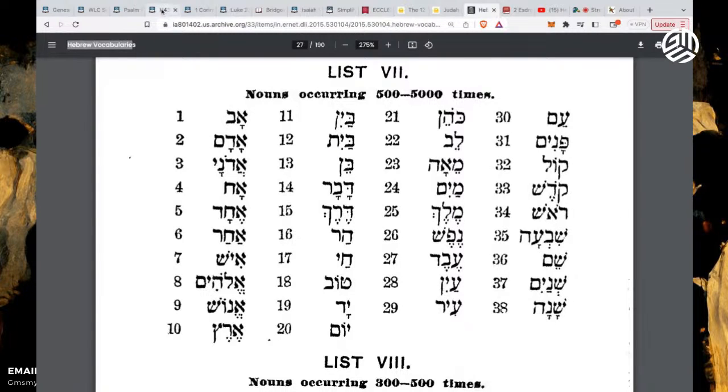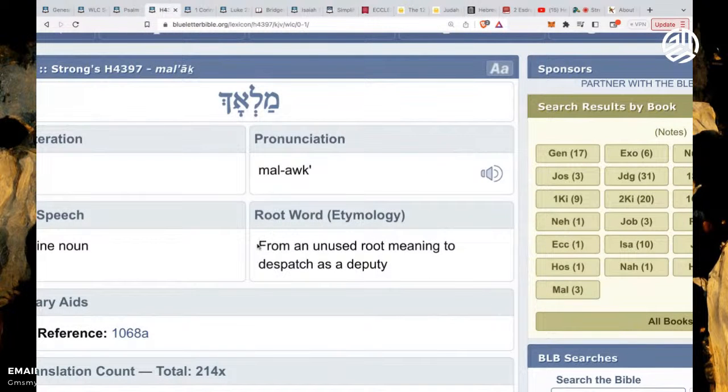Okay. So let me see here. You see where it says root word from an unused root, meaning to dispatch as a deputy. Well, what's the definition of a deputy? A person whose immediate superior is a senior figure. Also, second in command. Okay. So on and so forth.